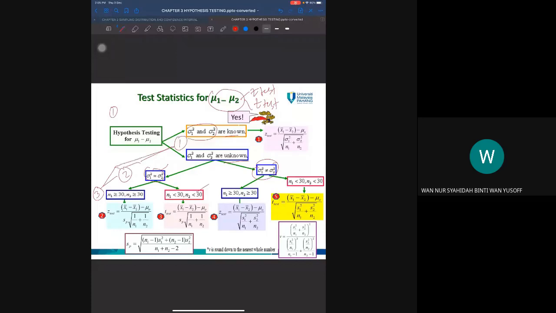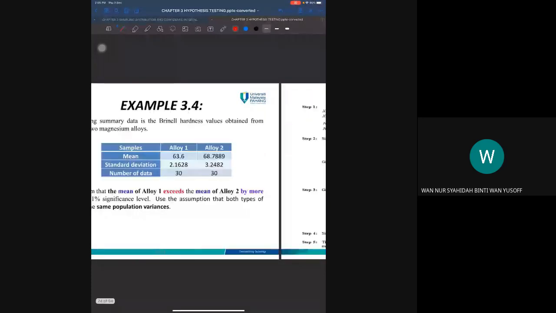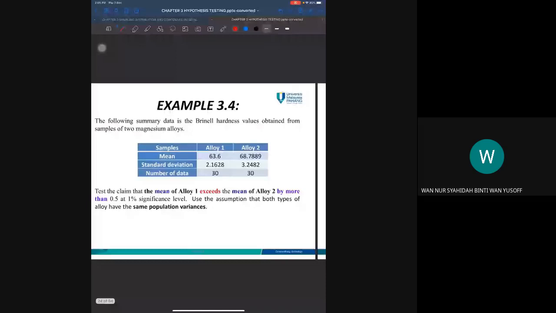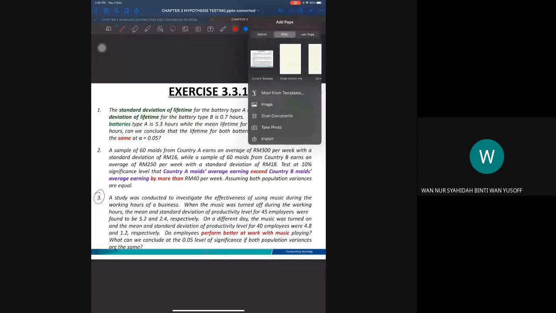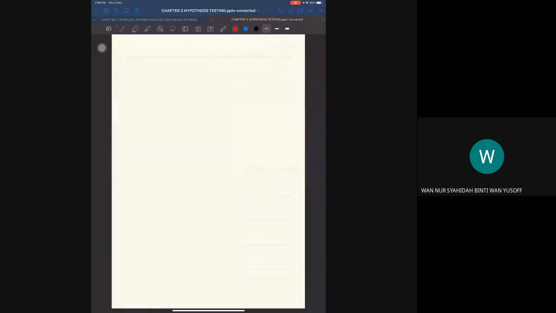You can interrupt me anytime if you have any questions. Okay, we go to exercise 3.3.1. I asked you to do number 3 here. So before we go to the solving, the first step is to extract the information.